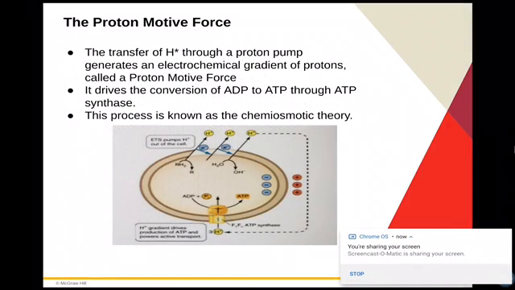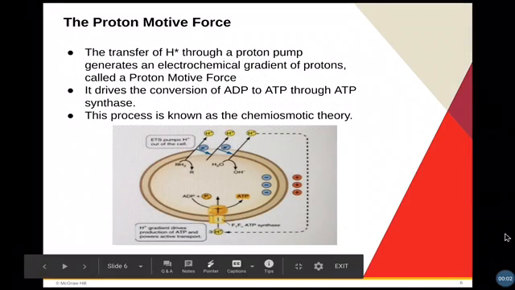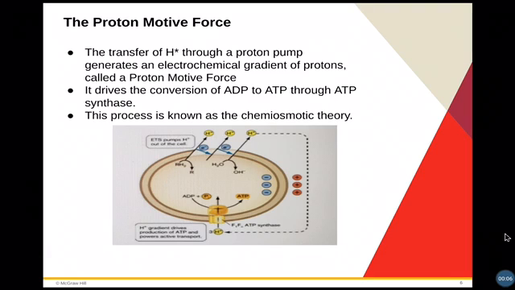Hi guys, my name is Leslie Flores and I'm going to talk about the proton motive force. The transfer of H+ through a proton pump generates an electrochemical gradient of protons, called a proton motive force. It drives the conversion of ADP to ATP through ATP synthase. This process is known as the chemiosmotic theory.